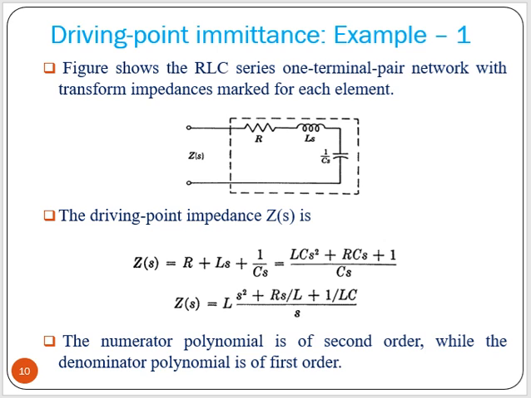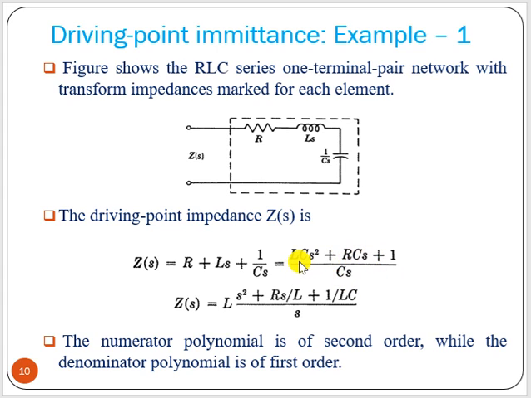Now say take one example. Driving point immittance, say an RLC series circuit. Now say we have to find out Zs. Zs is nothing but R plus SL plus 1 by CS. Now we can multiply that. So what we will get, (LCS^2 + RCS + 1) by CS.